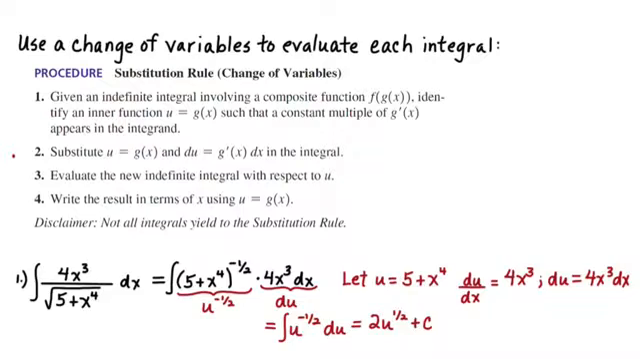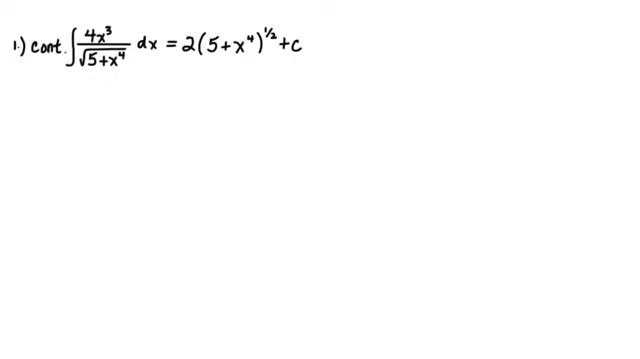Now that we have our antiderivative function, we rewrite it in terms of x. So we go back to our selection of u. Our identification of u was that it was equal to 5 plus x to the fourth. So now our final result in terms of x is 2 times 5 plus x to the fourth quantity to the 1/2 power plus c. So this is our finding.